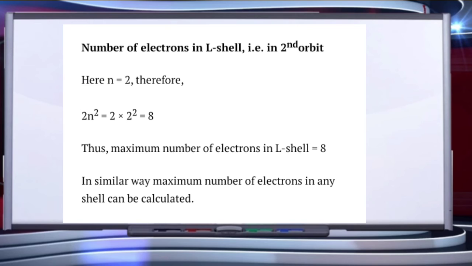If we want to calculate the number of electrons in the second shell, that is the L shell, then the value of n is equal to 2, and by putting 2 in the formula 2n square we get the answer 8. Thus the maximum number of electrons in the L shell will be 8. In a similar way, the maximum number of electrons in any shell can be calculated, and we can do the distribution of electrons, that is electronic configuration, very easily by using the formula 2n square.